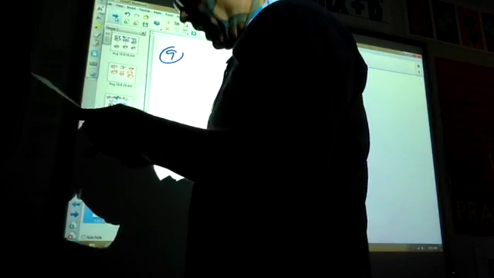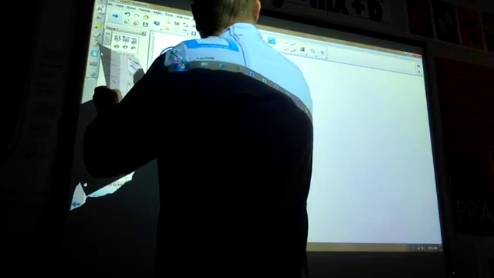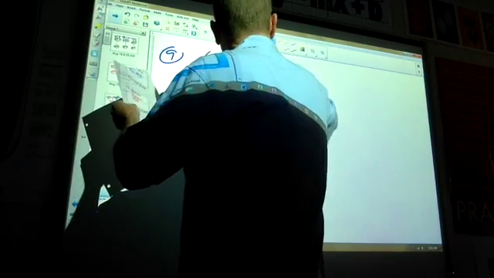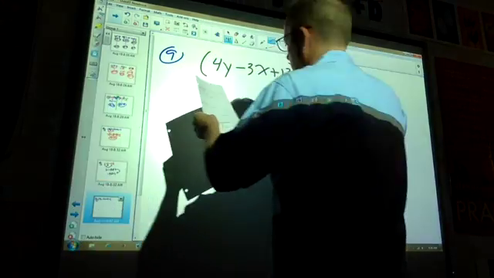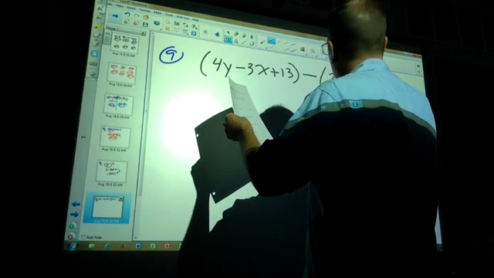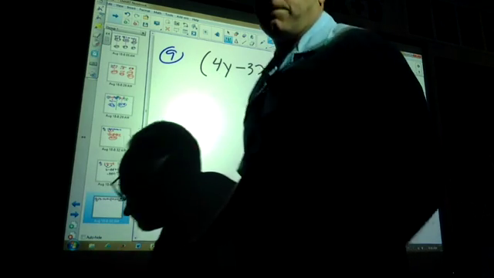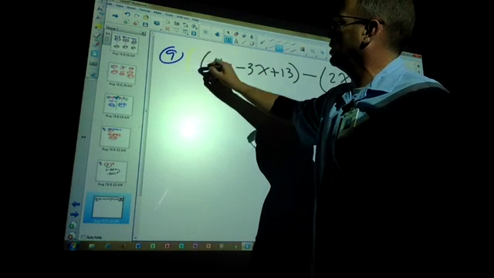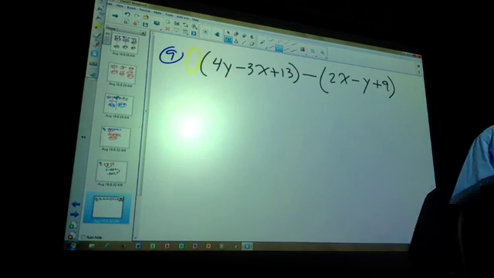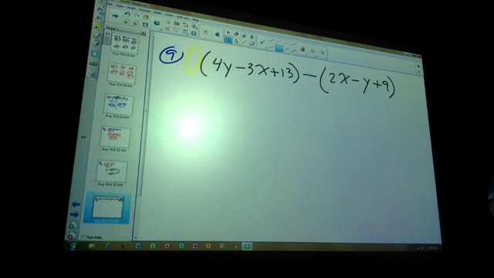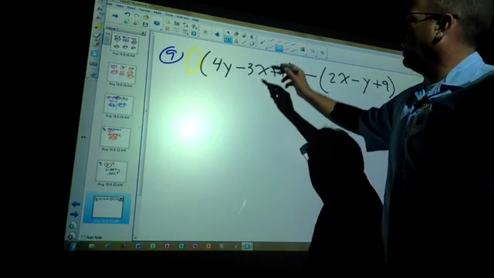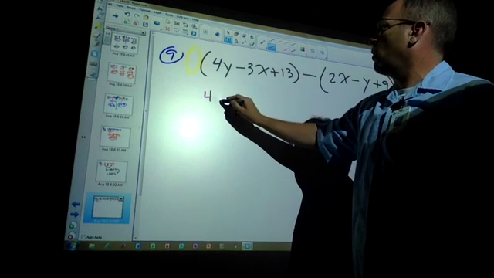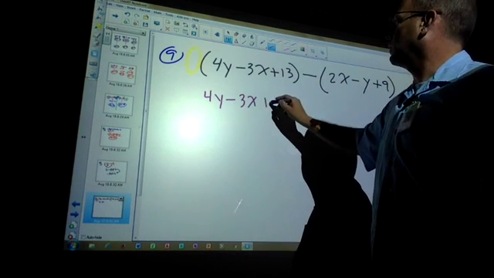And then number 9. Oh, that's a good one. There's a time you can drop parentheses and there's a time you can't. Am I distributing anything over? Is there anything in this position right here that I would distribute over the parentheses? No. Technically it's a 1, but there's really nothing I'm seeing there. Okay? So I can just make this 4y minus 3x plus 13.